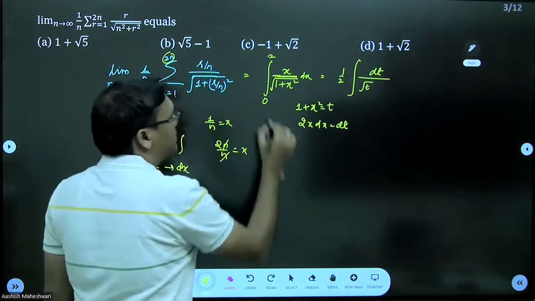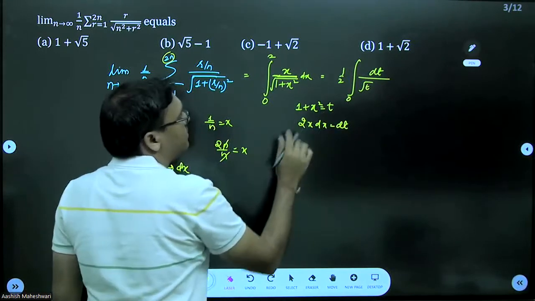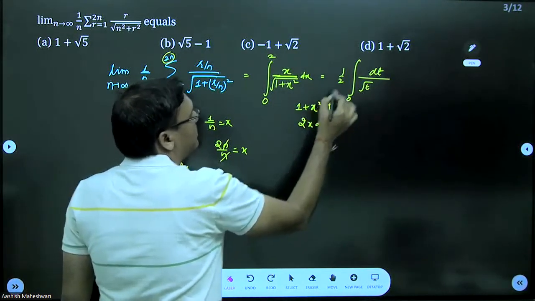And what will the limits become? At x is equal to 0, t is equal to 1. At x is equal to 2, this will be equal to 5.